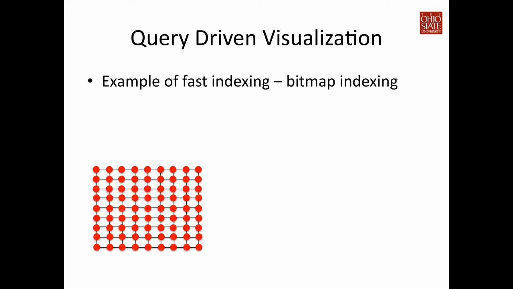This slide gives you one example of how people support fast indexing for query-driven visualization. This is done through a bitmap indexing scheme. Assuming you have a two-dimensional data set, among those data points you have a minimum and maximum range. What you can do is divide the range into a few intervals. In the example here, we divide the data range into 7 intervals.